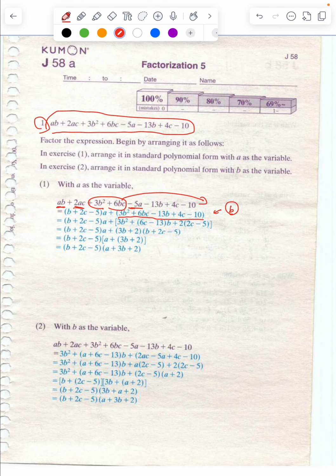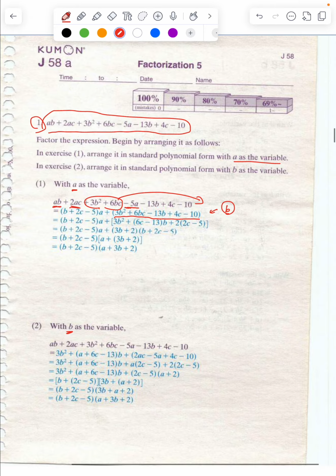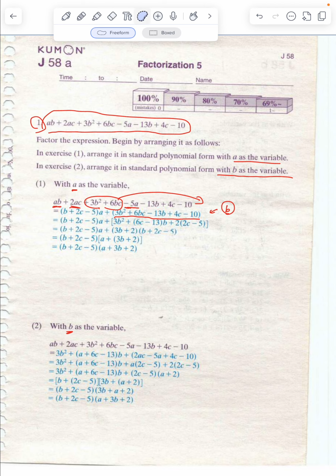It doesn't matter if you're using A as a variable, B as a variable, or C as a variable. In this example, we're going to use A as a variable and also B as a variable. The hint says that in exercise 1, arrange it in standard polynomial form with A as a variable, so we take everything that has A in it and throw everything else to the back. In exercise 2, we arrange it in standard polynomial form with B as a variable. Similarly, we arrange everything that has B in it and throw everything else to the back. So with that being said, let's get started.